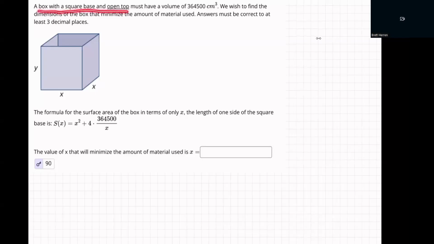A box with a square base and open top must have a volume of 364,500 cubic centimeters. We wish to find the dimensions of the box that minimize the amount of material used. Answers must be correct, 3 decimals.